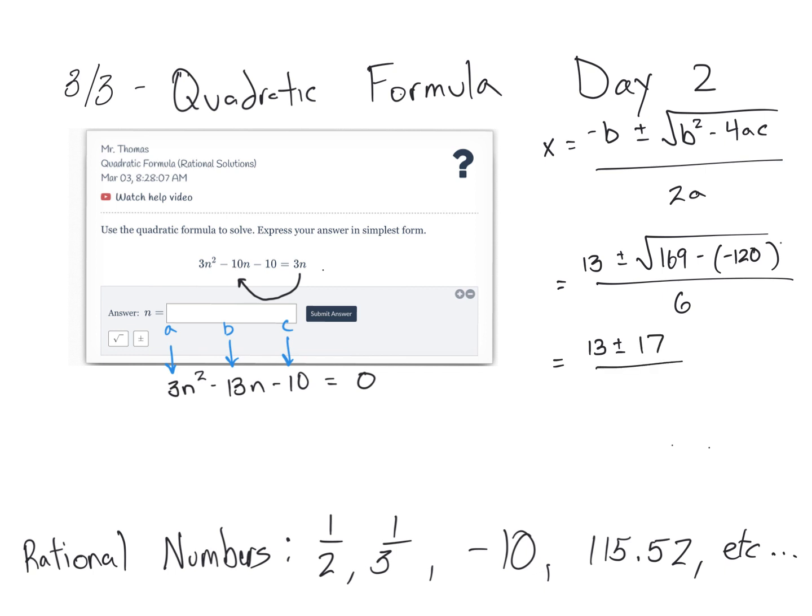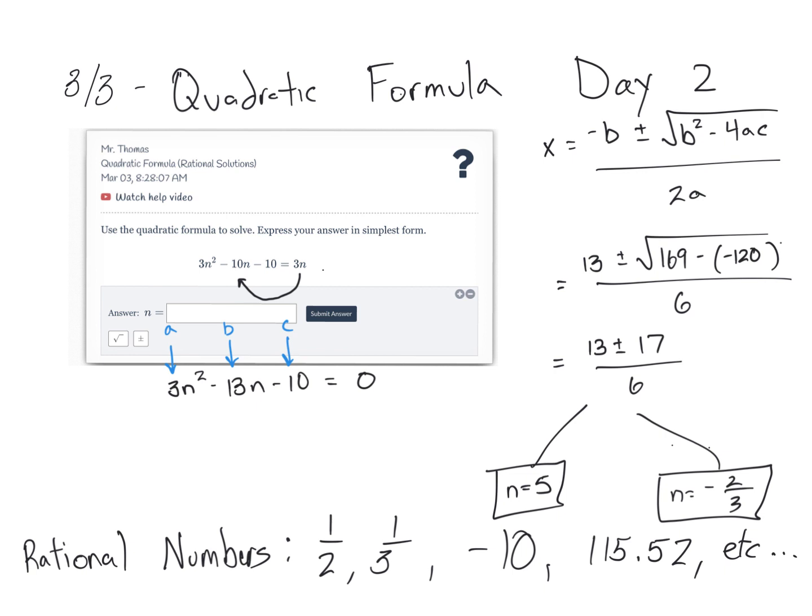Okay, so I'm evaluating, doing some stuff, and I've gotten up to there, using the formula. And this breaks off into 2 answers. One's going to be 5, and the other one's going to be negative 2 over 3. So I hope that looks very familiar from yesterday. So this is nothing new. This is just a type of problem from yesterday.